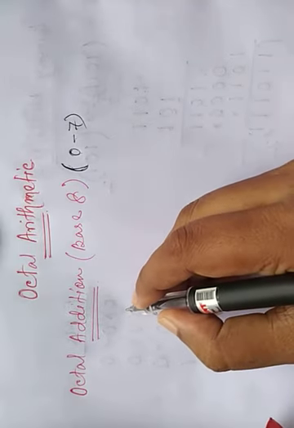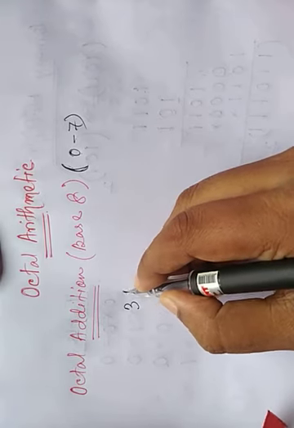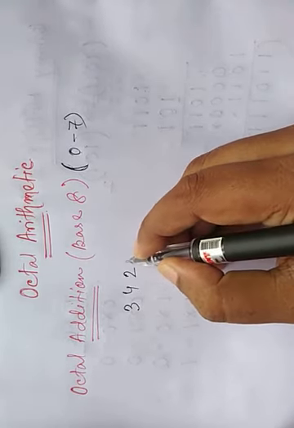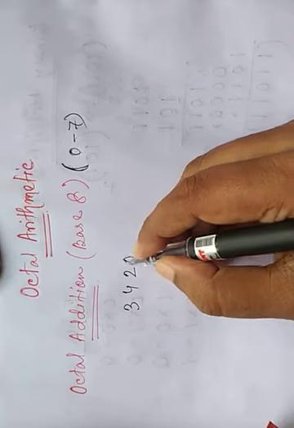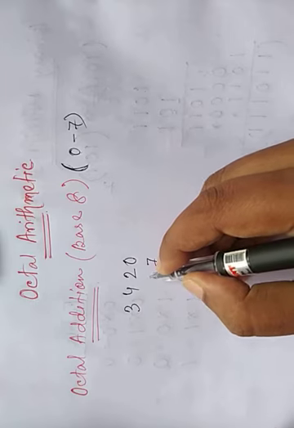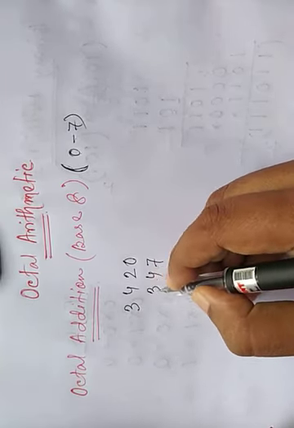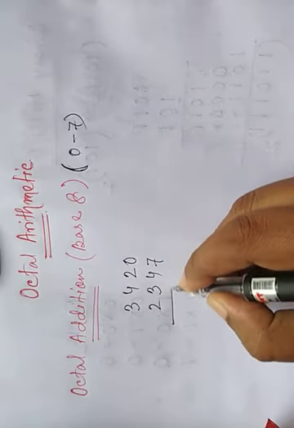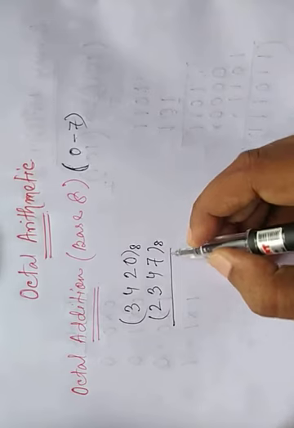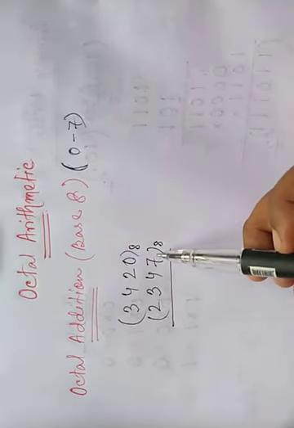addition. Suppose our numbers are 3420 and 7432. These are also base 8, these also base 8. You can see all the digits are within 0 to 7.